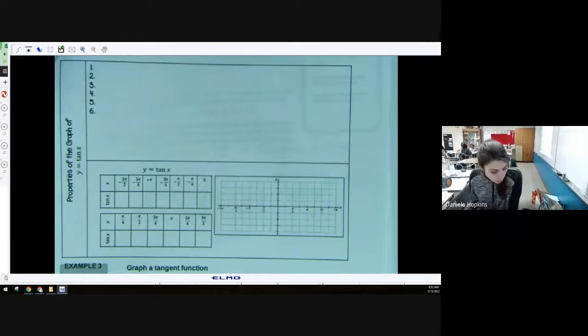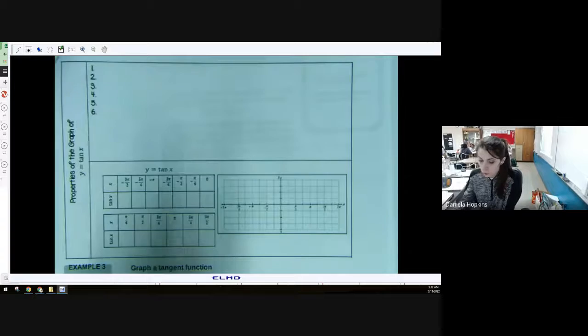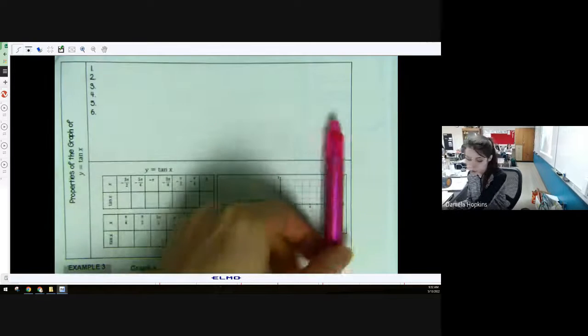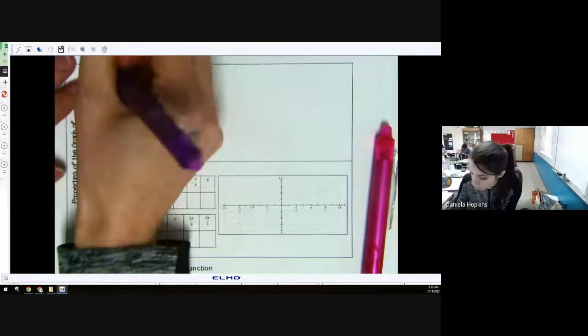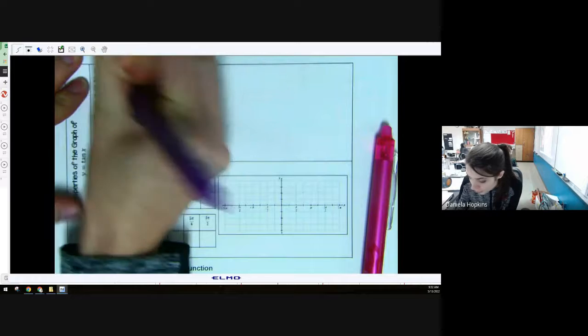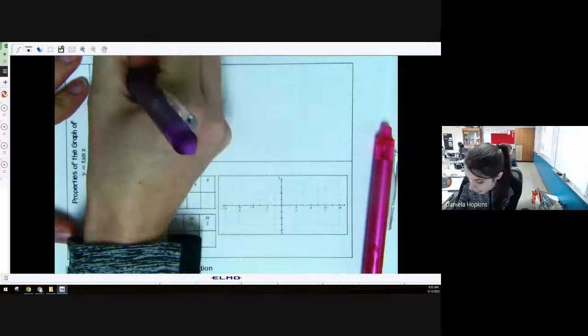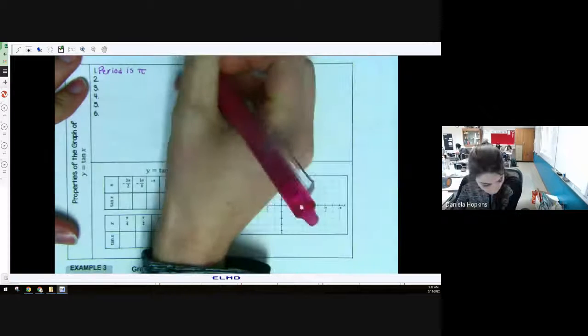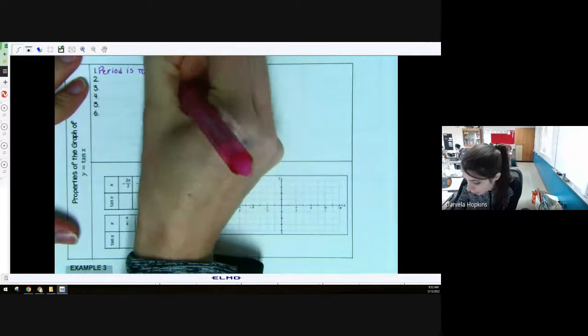But let's start with our rules. Again, I'm going to do in purple the rules for this parent function. Then I'll do in pink next to it if there's a general rule for it. So for number 1, the period for your parent tangent function is pi. Remember, in general, it's pi over the absolute value of b.